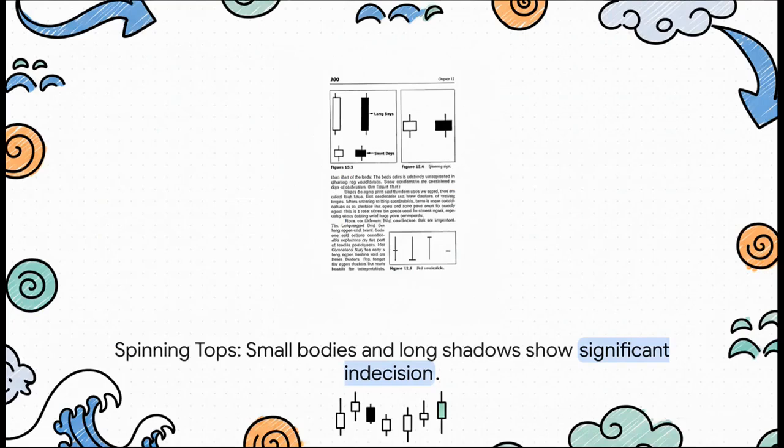Now have a look at this one, the spinning top. It's got that small body, which tells us the open and close prices were very, very close together. But look at those long wicks on both ends. This means there was a huge struggle during the day.